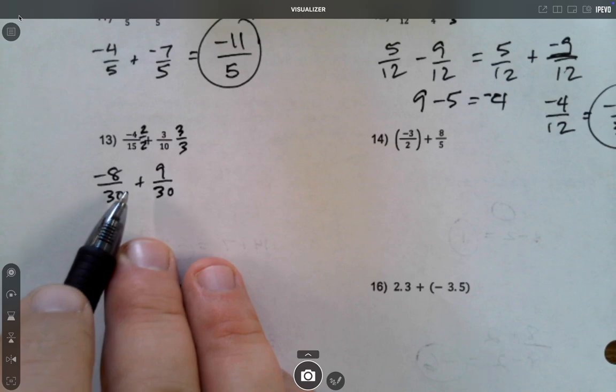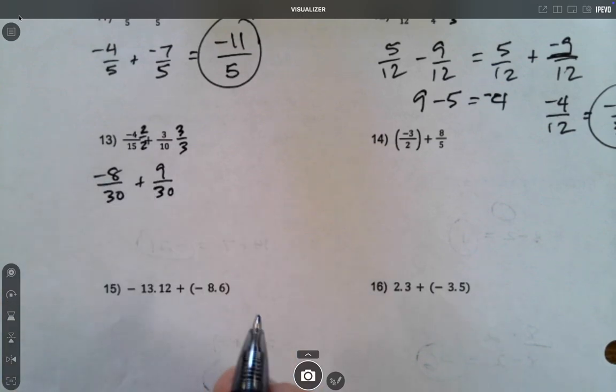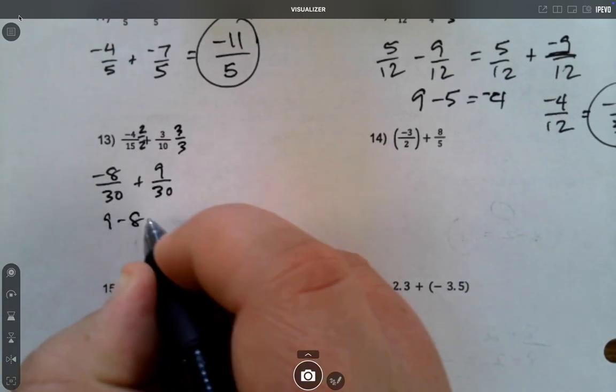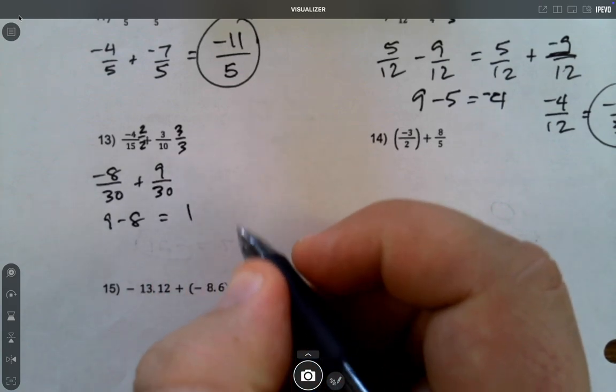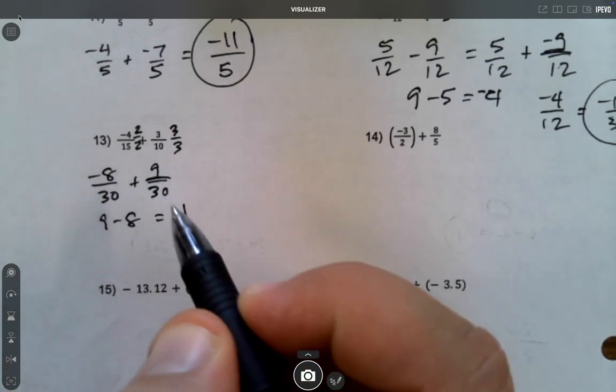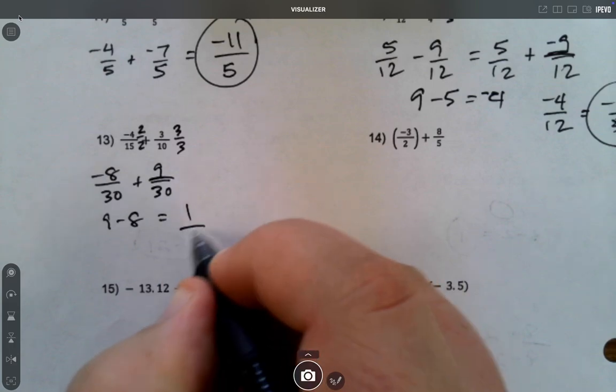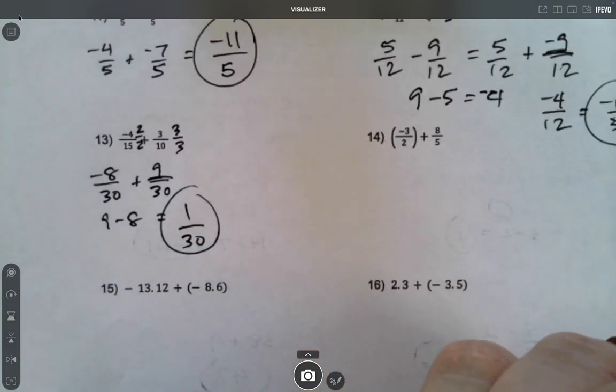Okay, these are different signs written together, negative 8, positive 9. So we do the bigger one minus the smaller one, which is 1, and we keep the sign of the bigger one, which is the positive 9. So positive 1 over 30 is our answer.